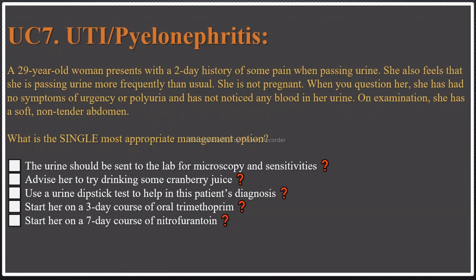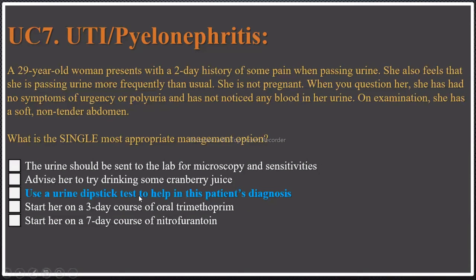Single most appropriate management option. 29 woman, so above 16, and also check pregnant or not. Not pregnant. So start her on the 7-day course of nitrofurantoin. So the third option.